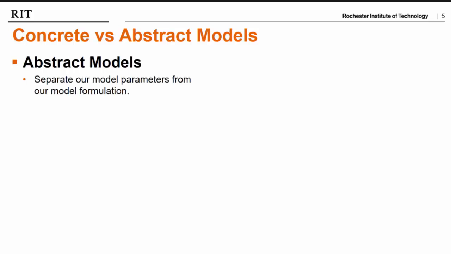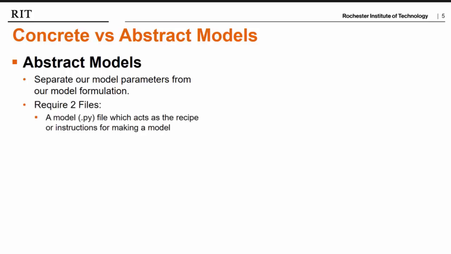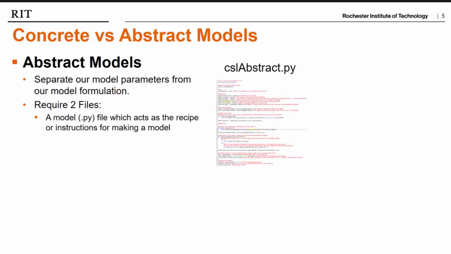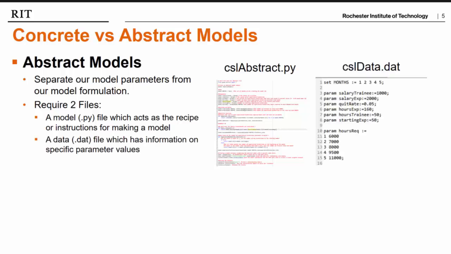Our abstract models are going to separate our model parameters from our model formulation. And we end up having two files. One is our model file, which acts as a recipe or instructions, and it looks like Python code or Pyomo code. And then our other file is called a data file, and it has a .dat extension. This file stores all the parameter values. A data file allows us one quick, easy place to access all of our model's information. And we can change that information in one place, and everywhere that information is used in the model will be updated.